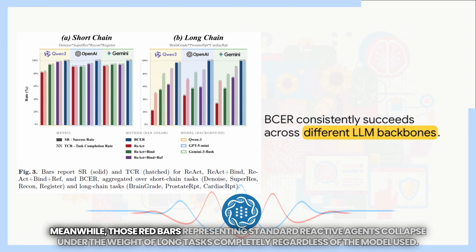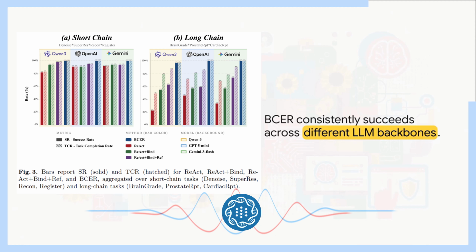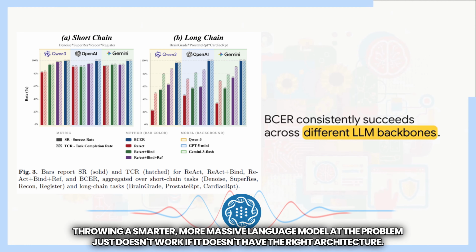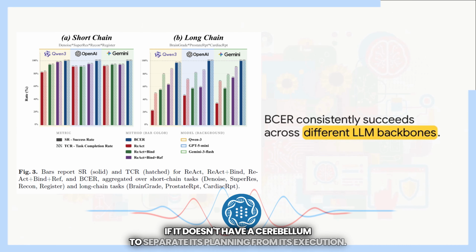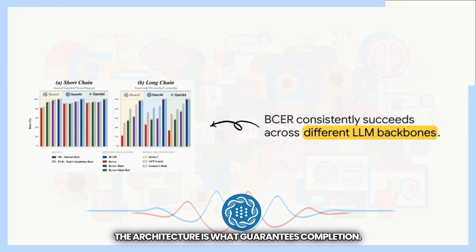Meanwhile, those red bars representing standard reactive agents collapse under the weight of long tasks, completely regardless of the model used. Throwing a smarter, more massive language model at the problem just doesn't work if it doesn't have the right architecture. Even a behemoth model like Gemini gets completely lost in long horizon tasks if it doesn't have a cerebellum to separate its planning from its execution. The architecture is what guarantees completion.